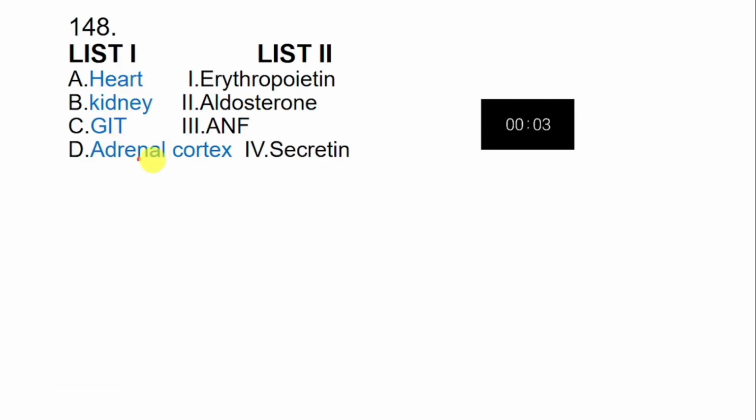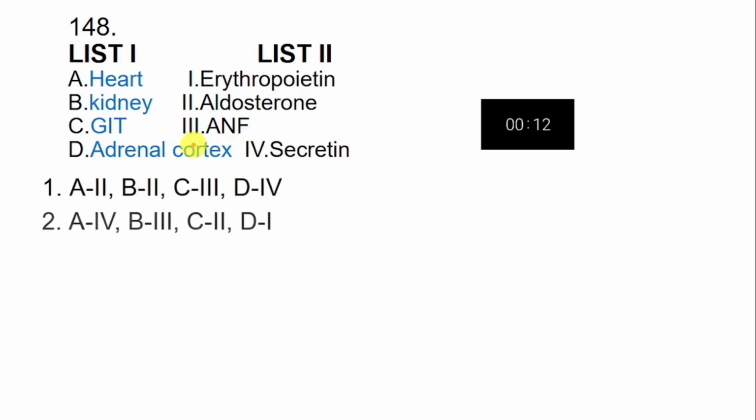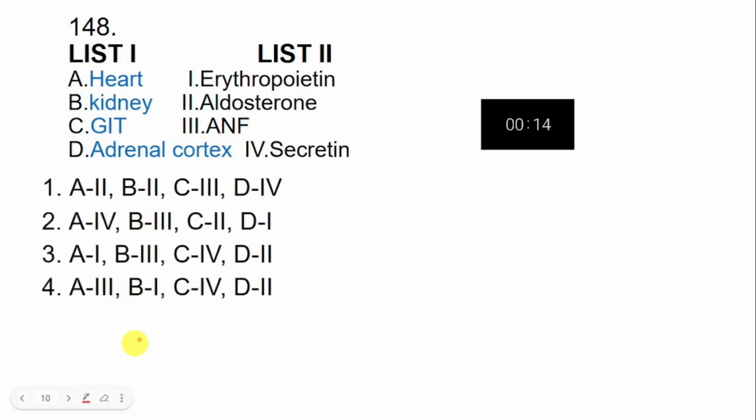Okay, so we have the hormones and the organs. Heart secretes atrial natriuretic factor, A3. A3 is only in option number 4. We have the answer. B1, kidney is erythropoietin, yes. GIT will secrete secretin, and adrenal cortex will produce aldosterone, correct. Next question.